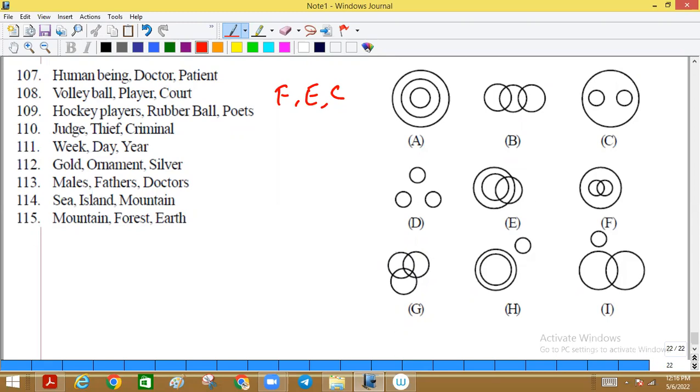We know that human beings, doctors and patients. All doctors are human beings, all patients are also human beings. So obviously human beings comes on the top. Now the relation between doctor and patient. Can I say that all doctors are patients? No. Can I say all patients are doctors? No. All is eliminated because both are living. Can I say no doctor is a patient? Is there any doctor with no BP, no sugar, no kidney problem, no heart ailment, no brain ailment? No. Almost 90% of the doctors have more diseases compared to normal people.